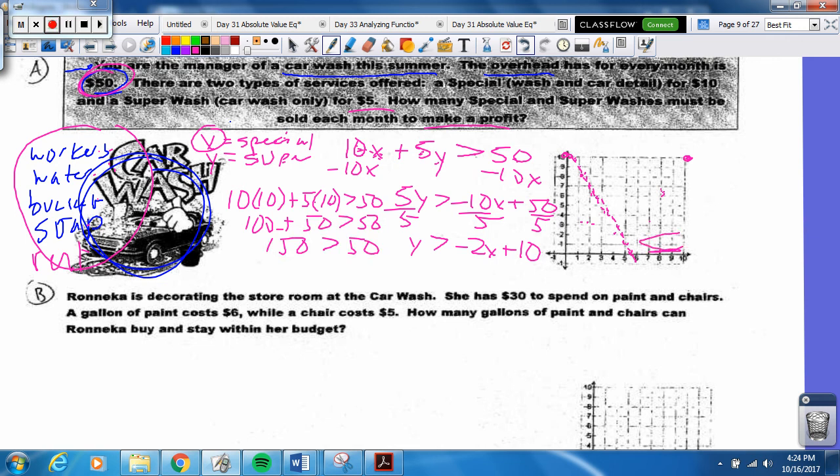So it looks like all of these. Like if I sold 9 and 9 or 7 and 7, all of those are going to make me money. Because if I sold 7 specials, that's already over 50 bucks. But if I sold one of each right here, that would be 10 plus 5. That's $15. That's not going to make a profit. So these answers right here, that's not going to make a profit. But these are, so I shade in that. Okay. All right. Next one.